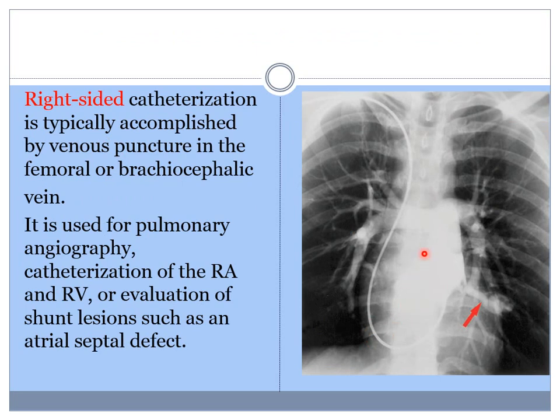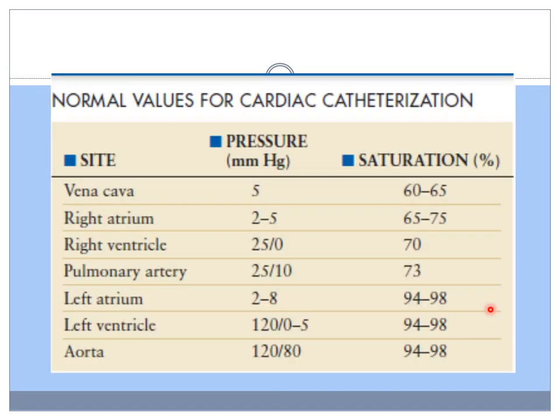Right-sided catheterization is typically accomplished by venous puncture in the femoral or brachiocephalic vein. It is used for pulmonary angiography, catheterization of the right atrium and right ventricle, or evaluation of shunt lesions. Here we can see pulmonary arteries, and we have an AV malformation fed by a large artery. This is the normal value of cardiac catheterization. Each ventricle has its own pressure and oxygen saturation.